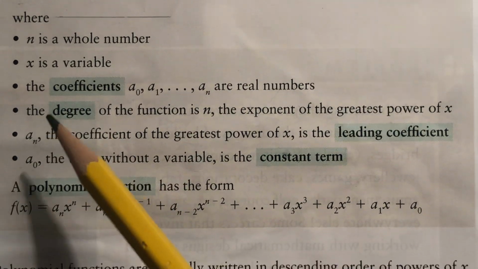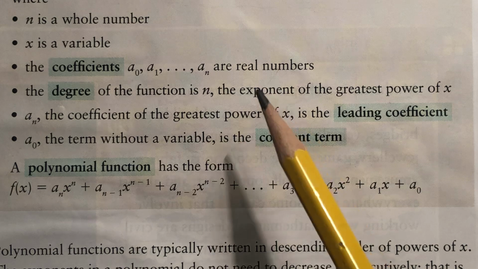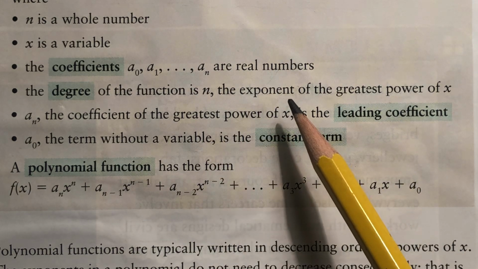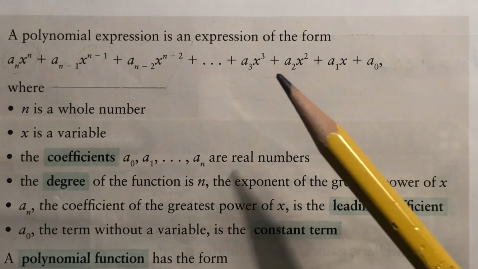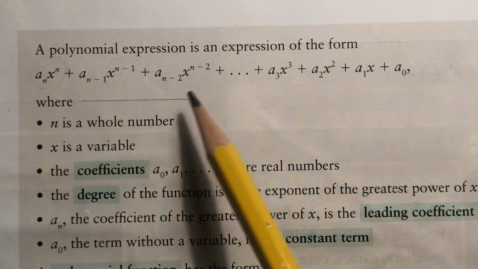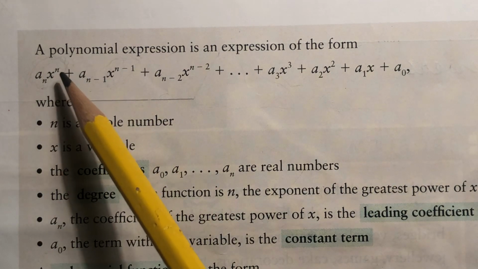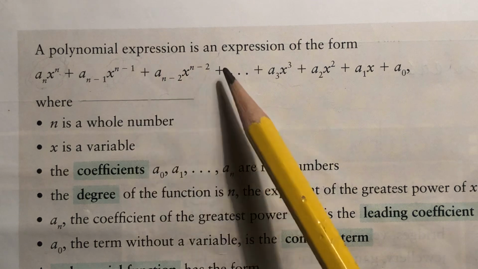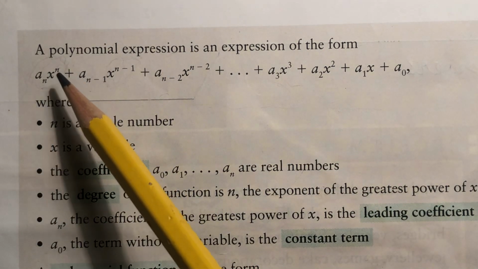Another word is degree. What is degree? Degree is the exponent of the greatest power of x. So this is a polynomial expression. What is the degree? The degree is n, because that's the greatest power. All these powers are one less now, two less, and so on. So the degree is this.